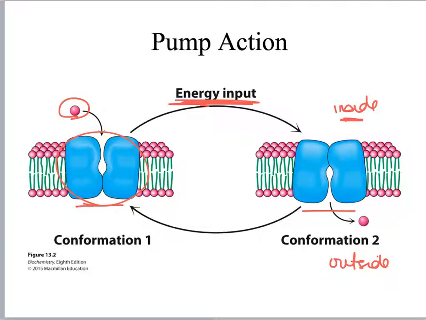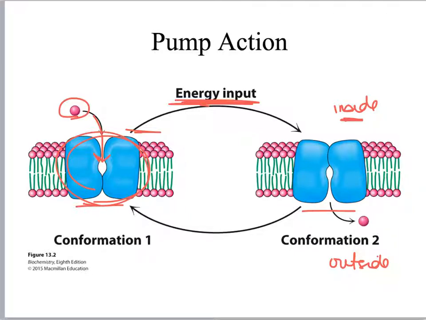So again, here we have our membrane protein. Initially, it's going to be open to the inside of the cell. That's where our opening is. Remember, this is the inside of the cell. We have some small molecule that can enter in here. It enters into the protein, and usually it's going to bind or associate with that protein.